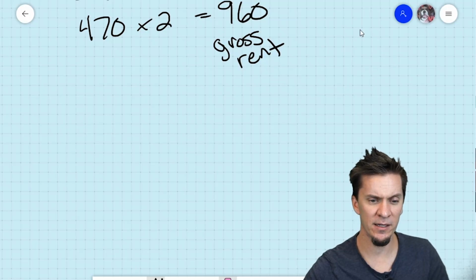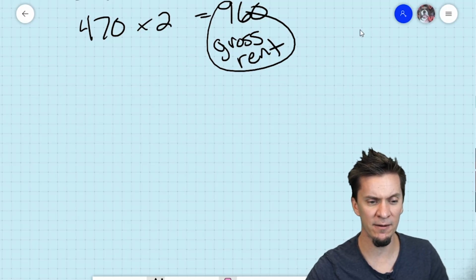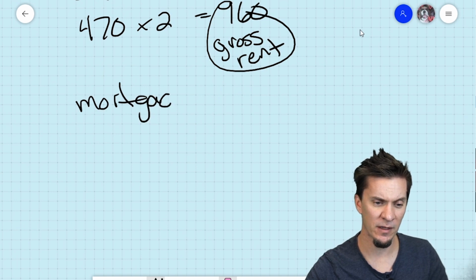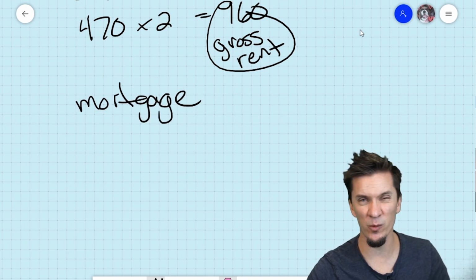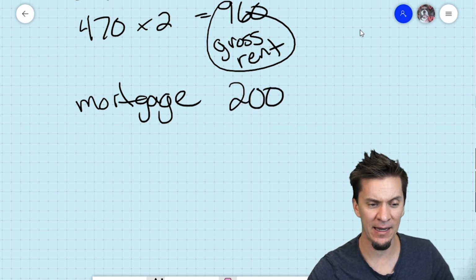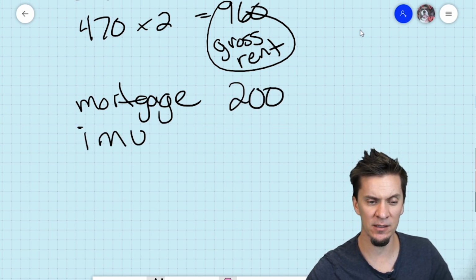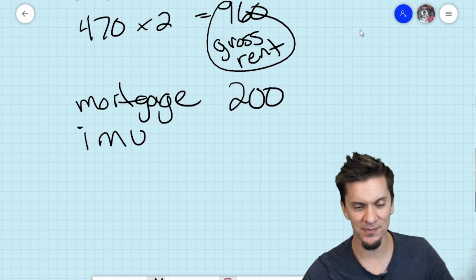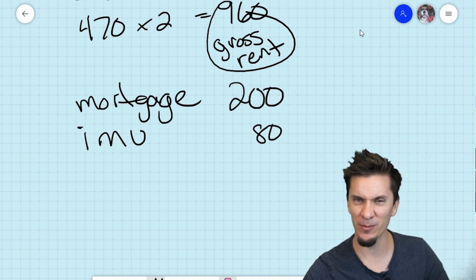Now we do have to consider that there are expenses that go out the door, obviously. From this 960 of gross rents, we have these expenses. We have a 15-year mortgage, and so we actually pay about 191, but I always round it up to 200. We have to pay a property tax, which is called IMU, not an emu, but that equals about 80 per month for both properties together.